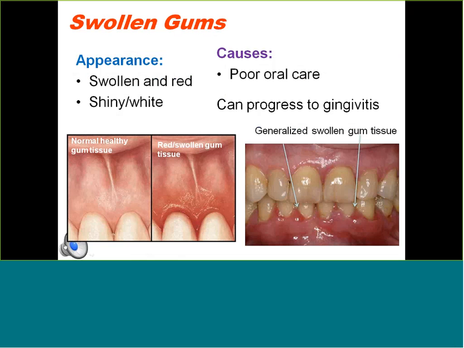On the right-hand side is a real-life picture of what swollen gums look like. The gums all along the bottom of the teeth are red, puffy, and swollen, and would bleed upon touching. This is a very strong indication of disease.